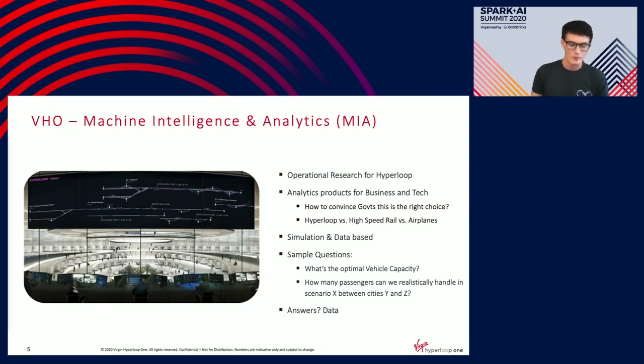For example, we compare Hyperloop with high-speed rail, airplanes, and other modes of transport. We are answering all these questions using simulation and internal and external data. For example, we could answer the question, what is the optimal vehicle capacity for a given geography? And how many passengers can we realistically handle in a given scenario? And again, we answer all these questions using data.